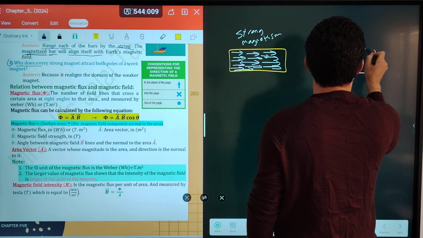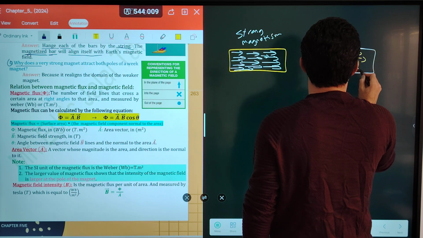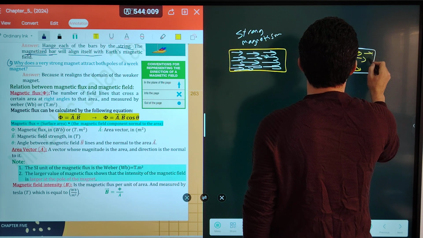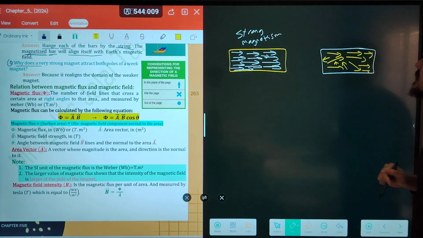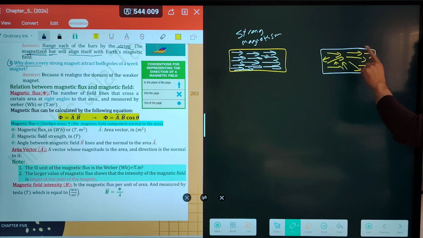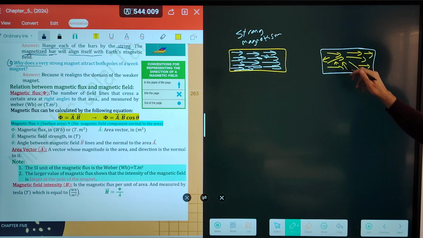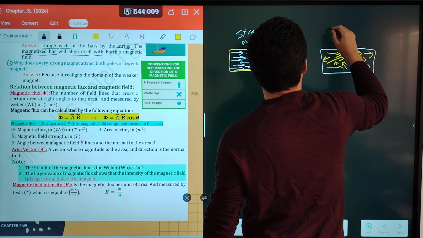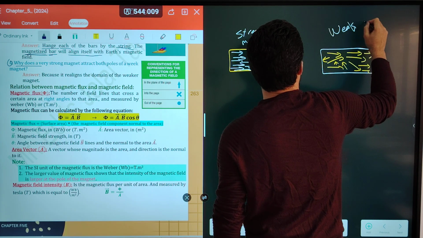But what do you mean by a weak magnet? In a weak magnet, the domains are not all in the same direction. Some of the domains are random. The domains are not in the same direction like in this magnet. So can we say this is a strong magnet as well? No. This is a weak magnet.